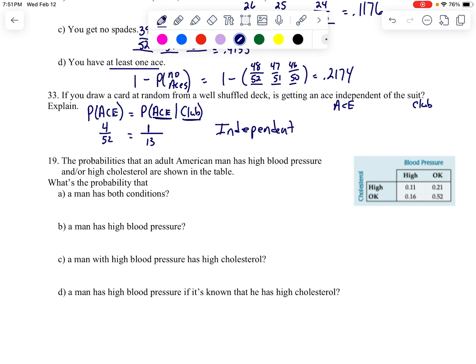The probability that an adult American man has high blood pressure and/or high cholesterol is shown in the table. What's the likelihood that the man has both disabilities? Okay, so we want high blood pressure and high cholesterol. So we want high and high, so really that's just a number on the table. That's going to be 0.11. Okay, high blood pressure. So here's blood pressure, and here is high. So we're going to add those together, and so it's going to be 0.27.